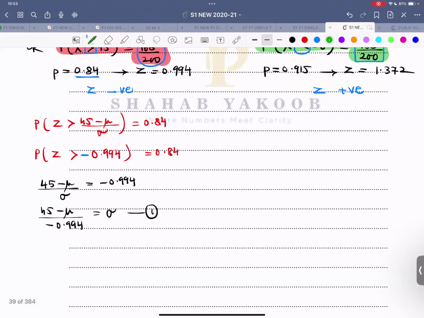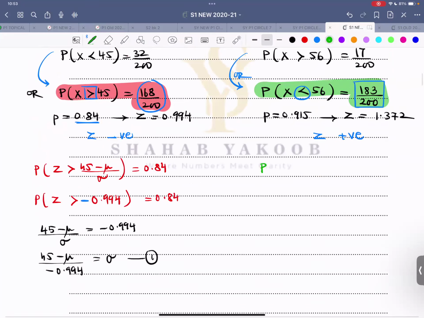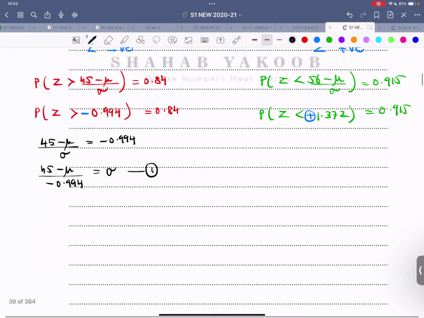Over here, the equation number 2. Probability Z lesser than 56 minus mu over sigma is 0.915. Probability Z lesser than some value is 0.915. That value is this thing, 1.372, and give it a positive sign. Make it obvious. Do not underestimate anything. 56 minus mu over sigma is 1.372. 56 minus mu over 1.372.